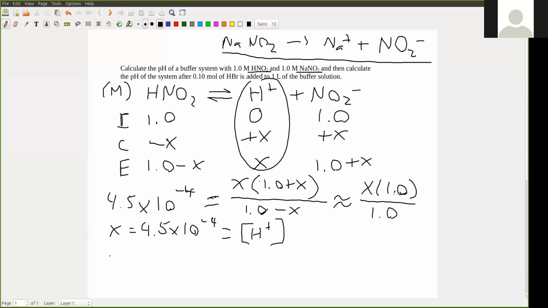So then we can calculate the pH of this buffered system by saying negative log of the concentration of the protons, which would be 4.5 times 10 to the minus 4.